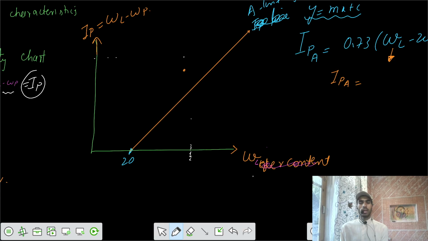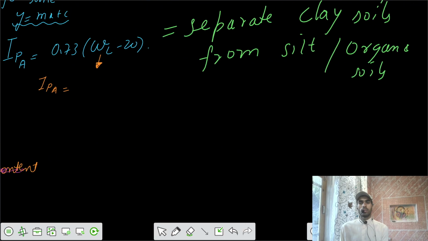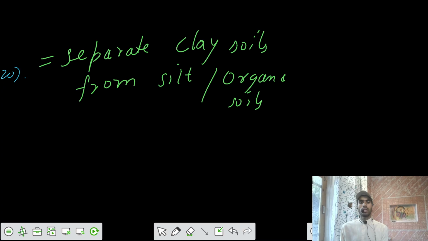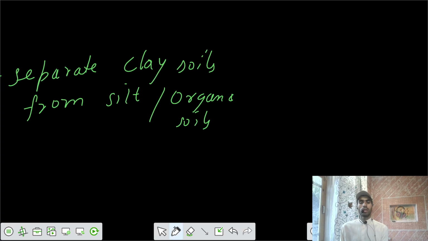Below the A line, your soil is what you call silt, or it can be O, organic soil. Usually we would go with silt. So it can be either clay or silt. This A line separates clay soils from silt soils. Above the A line we have clay, below the A line we have silt.